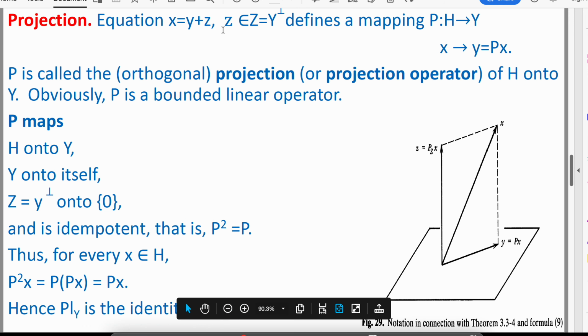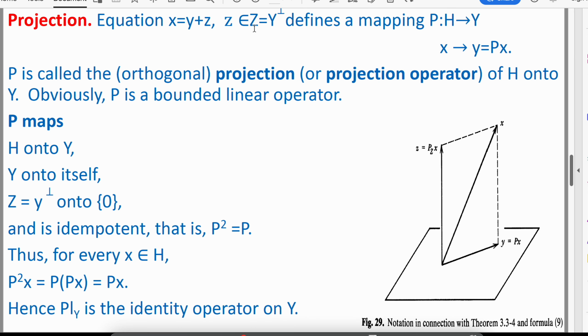The equation x equal to y plus z, where z belongs to the orthogonal complement of M, defines a mapping P from H to M. It takes x to y, where y is equal to Px, meaning the image of x under P. This P is called the projection, and in fact it is the orthogonal projection, or it is also called the projection operator of H onto M. Obviously P is a bounded linear operator.